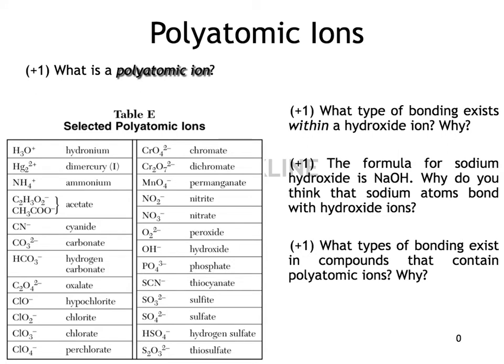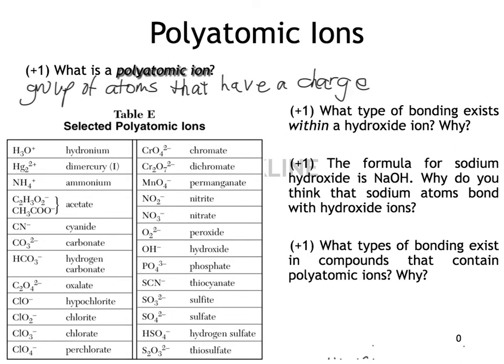So what is a polyatomic ion? It is a group of atoms that have a charge, and all the examples that I would give are right here. These are all groups of atoms that have a charge. So if we look at an example for a hydroxide ion, you can find that one here on table E. It's in your reference table.